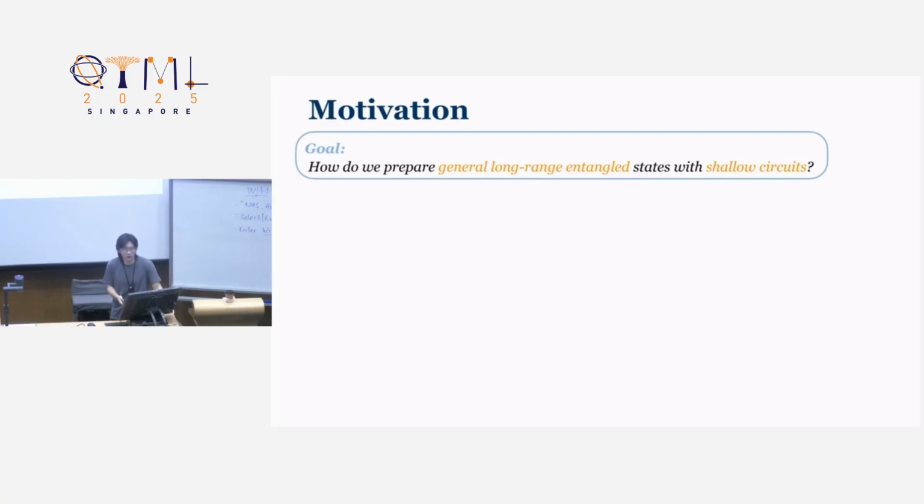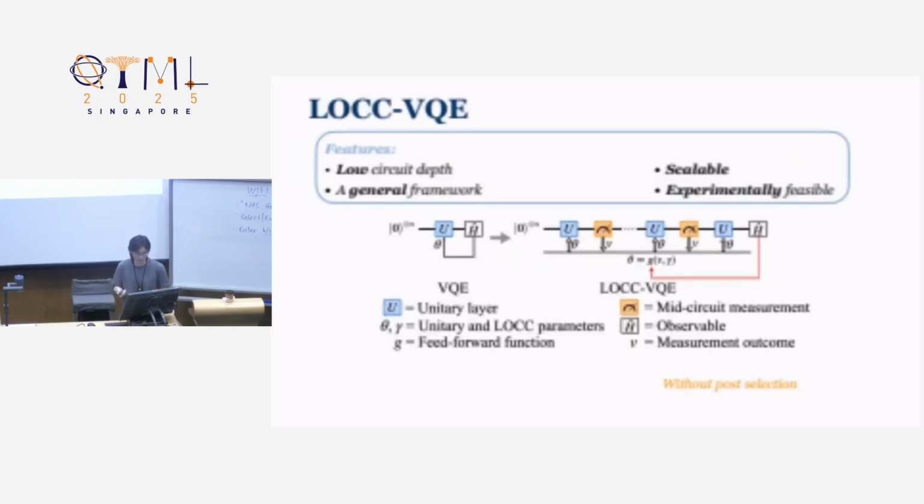So we would like to find some kind of searching or optimization approach. And our approach is called LOCC-VQE. VQE is short for variational quantum eigensolver. Basically, it's a searching or optimizing way of finding the ground state of some unknown system. So our framework is just putting LOCC and VQE together to enable the VQE algorithm with this new LOCC physical ability to prepare this kind of long-range entangled state.